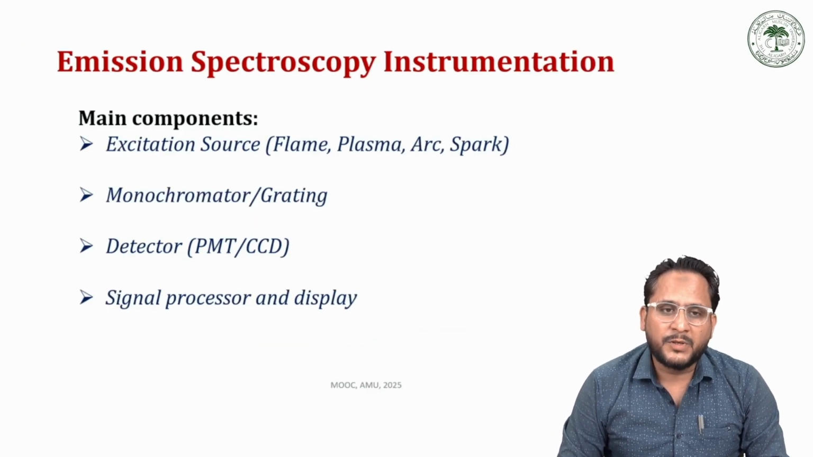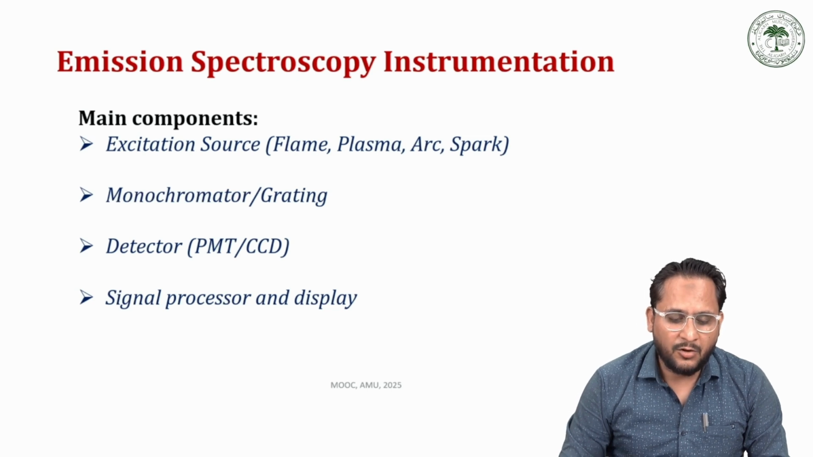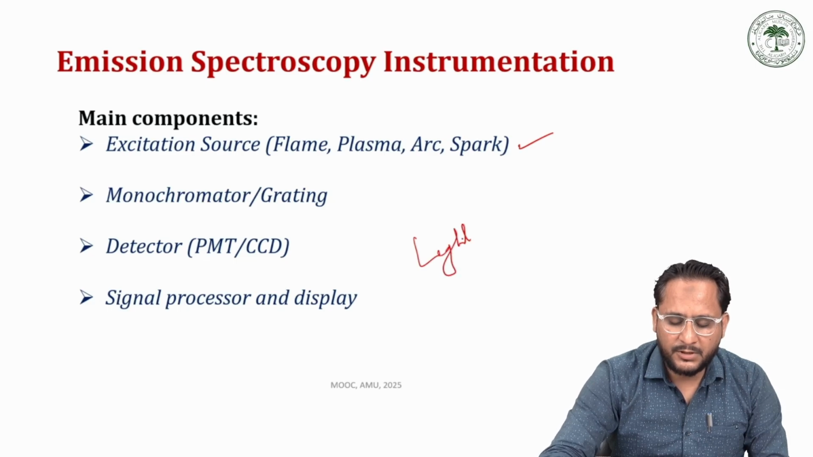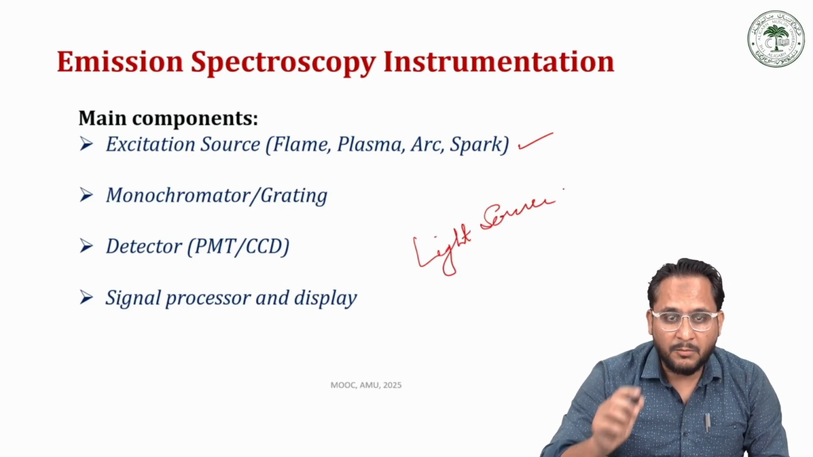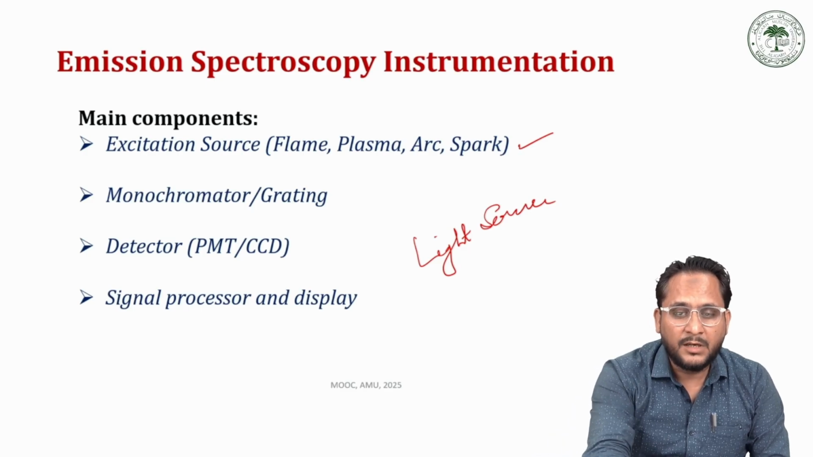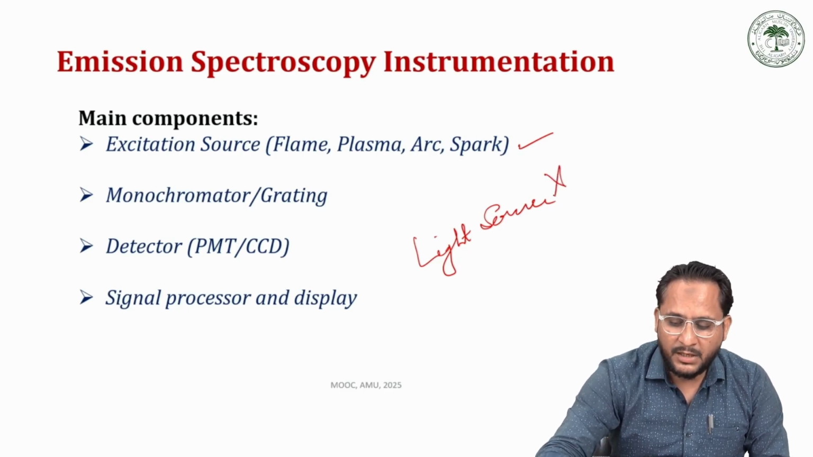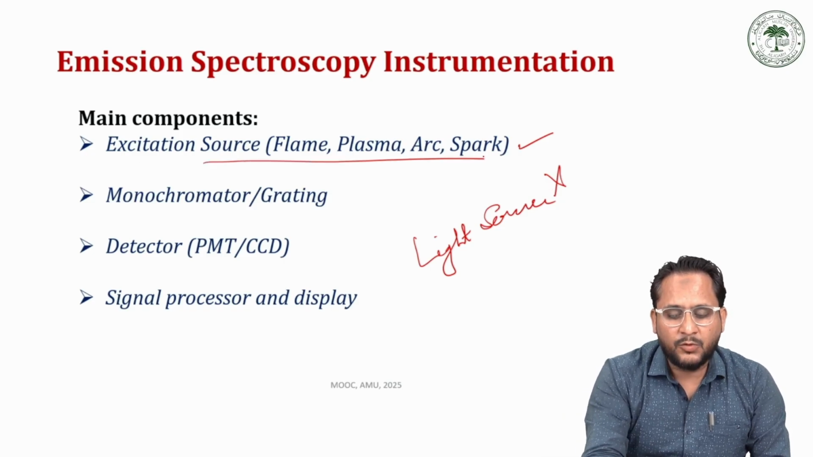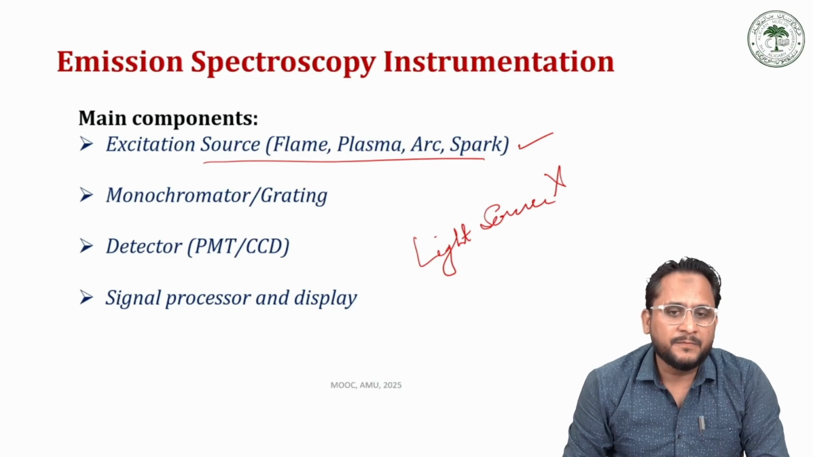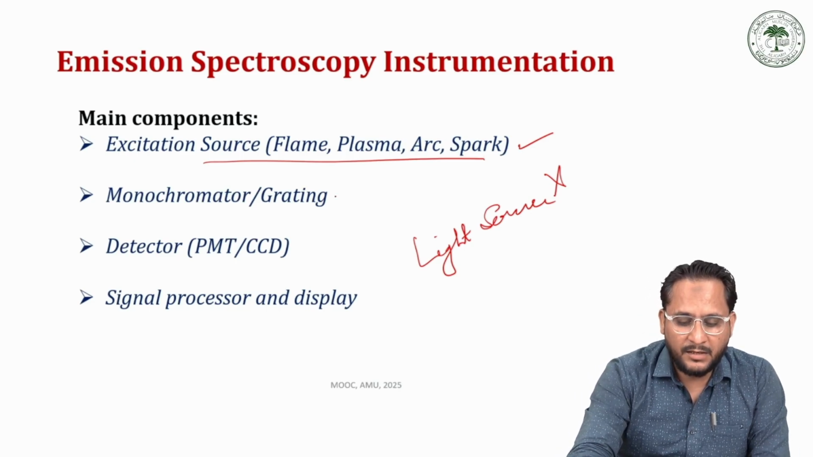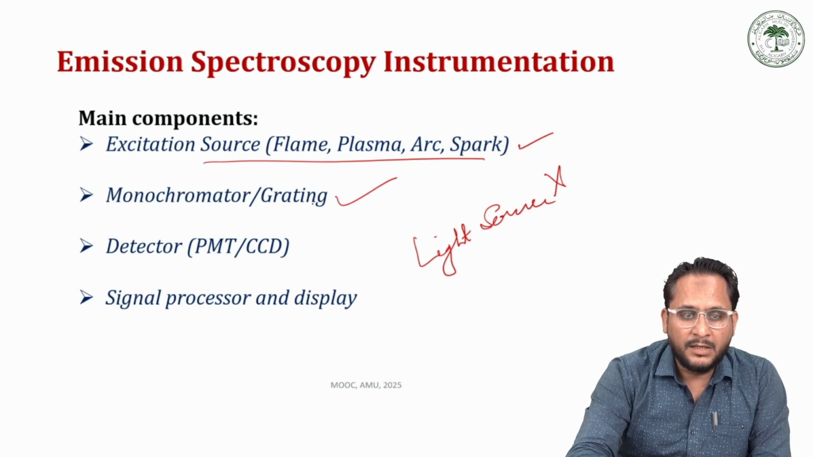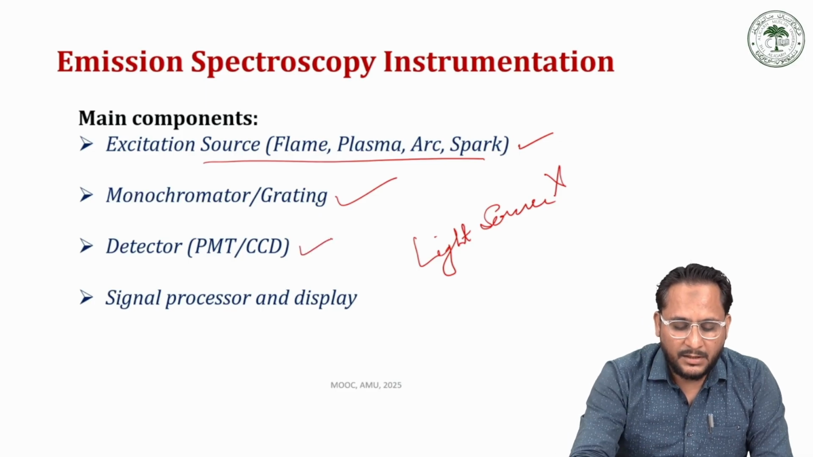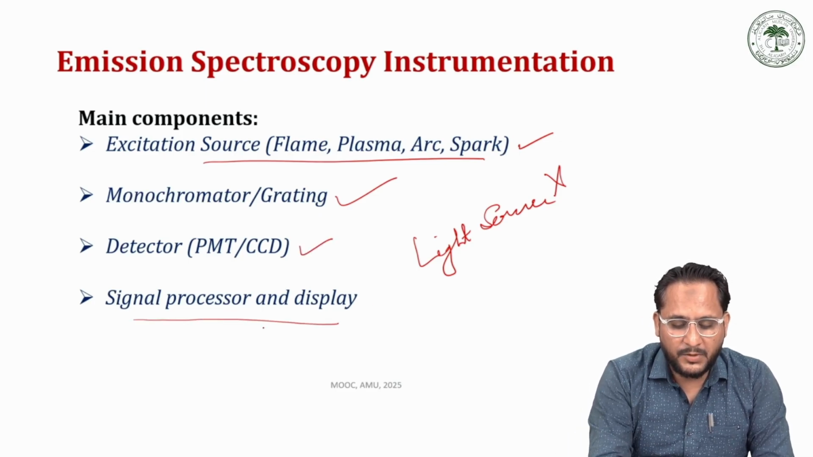Again, emission spectroscopy instrumentation, the main components are here. We do not need a light source, so there is no mention of light source here, while in case of absorption spectroscopy the most important component was the light source, and it was written at the first place. Here we do not need a light source. Then the main source of excitation is the heating source, which may be any of these, flame or plasma or arc, etc. Then again we use a monochromator grating to select a particular wavelength of light. Then we have a detector, and again signal processor and display.